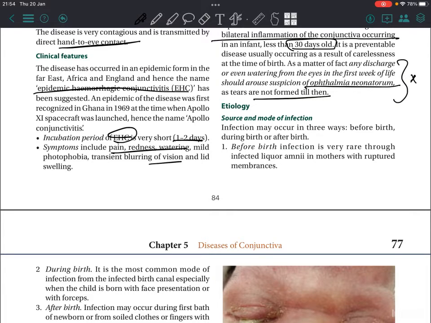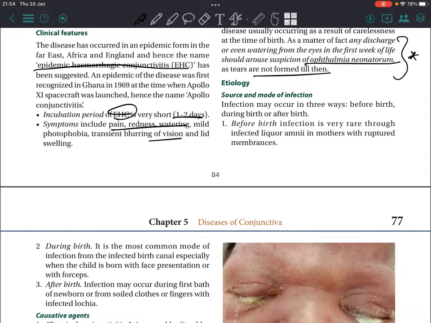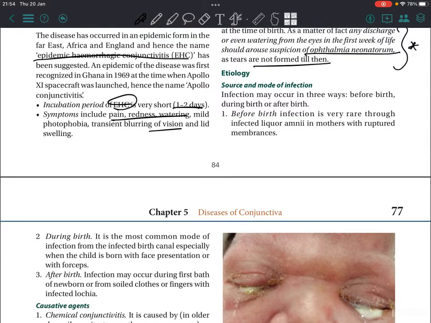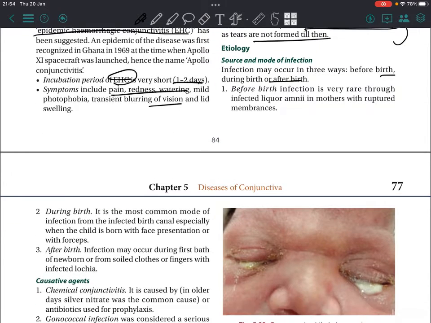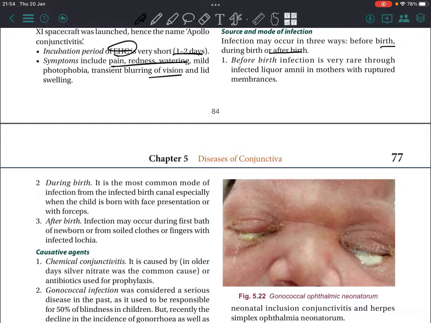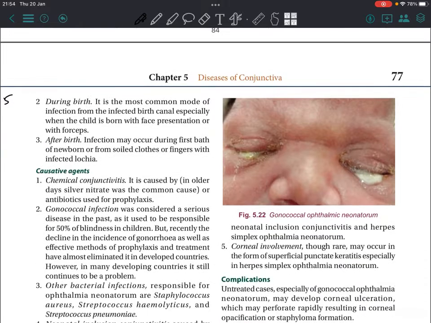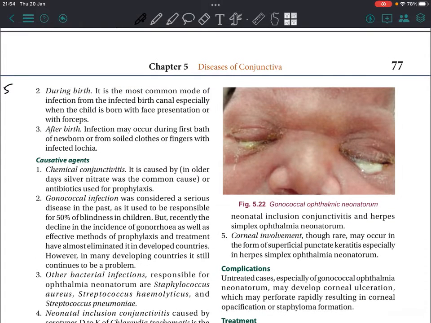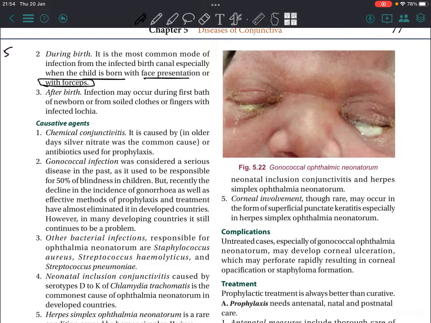It's very important. Etiology: source and mode of infection. Infection may occur in 3 ways: before birth, during birth, after birth. Before birth, infection is very rare, through infected liquor amnii in mothers with ruptured membranes. During birth, it is the most common mode of infection, from infected birth canal, especially when child is born with face presentation or with forceps. After birth, infection may occur during first bath of newborn or from soiled cloth or fingers.